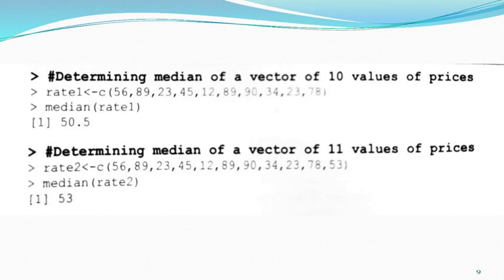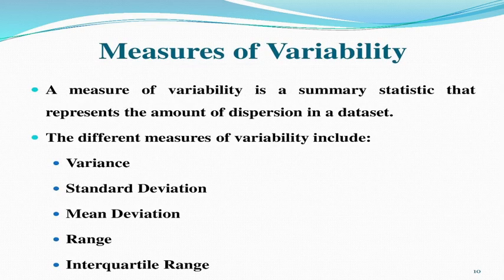Now, let us see about measures of variability. Variability means scatter or spread. Thus, measures of variability refers to the scatter or spread of scores around their central tendency. The measures of variability indicate how the distributions scatter above and below the central tendency. The different measures of variability include variance, standard deviation, mean deviation, range, interquartile range and quartile deviation.